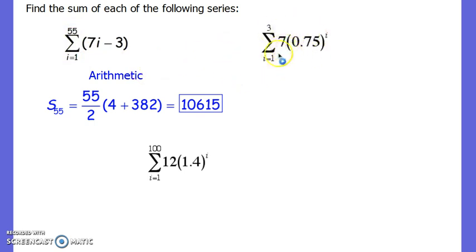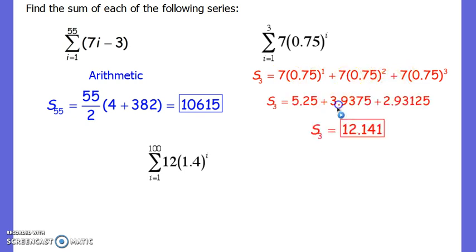Now, at the right, notice we only have 3 terms. So that is very doable. I could plug in 1 and 2 and 3 and get my 3 terms, and they're not that hard to find. Again, 7 times 0.75, 7 times 0.75 squared. Type them into the calculator. And if I add them up very quickly, trying not to round too much, and round to 3 places at the very end, I should end up with a nice, clean answer.